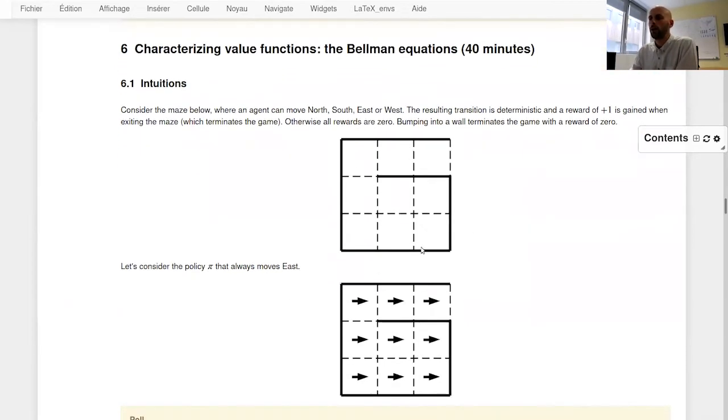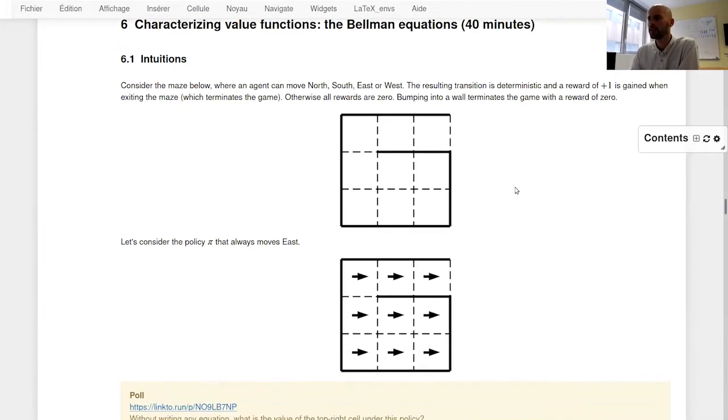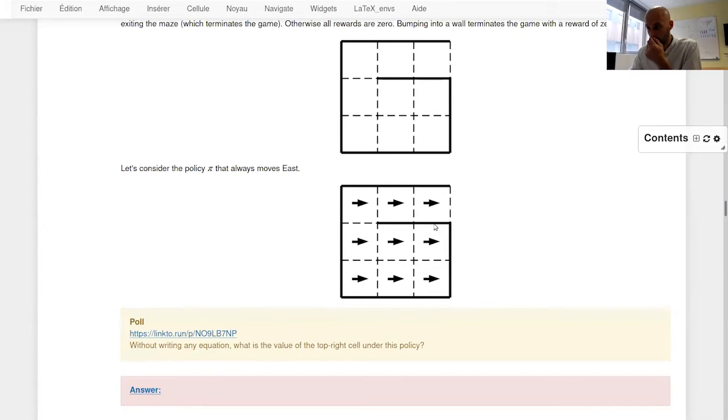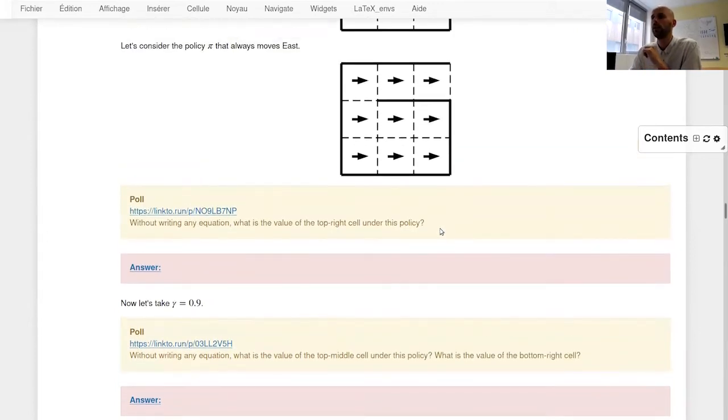Let's consider the maze below, which is very simple, 3x3, and where an agent can move north, south, east, and west. The resulting transition is always deterministic, so this is a degenerate MDP. A reward of +1 is gained when exiting the maze from the top right corner, which terminates the game. Otherwise, all rewards are 0, and bumping into a wall also terminates the game with a reward of 0. Let's consider the policy that always moves east. I've drawn it here. Without writing any equation, just given this plain-words definition of the problem, what is the value of the top right cell under this policy?